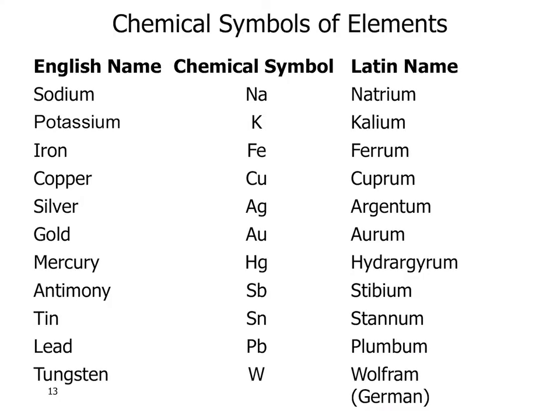So to follow up with our elements, here are some examples. Here's a chart of just a bunch of examples. We've got sodium, potassium, iron, copper, silver, gold, mercury. So you've probably heard of some of these, but getting to know the periodic table, being aware of which are elements and which aren't, is a good place to start.